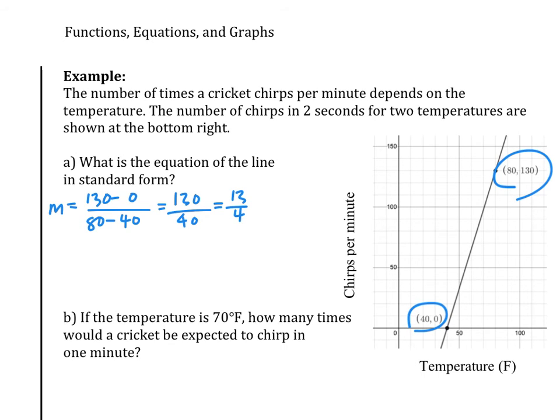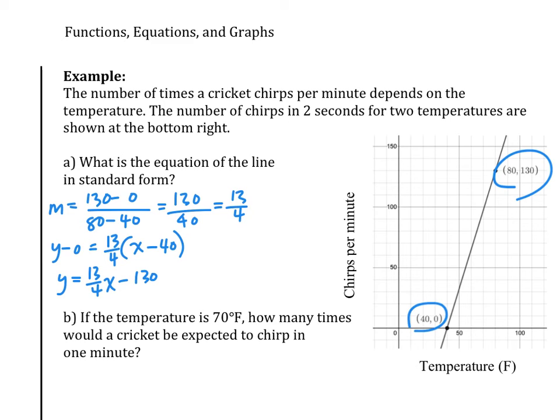Okay, so then y minus y1, I'm going to use the 40, 0 because it has a 0. It's easier to work with. 13 over 4 times x minus 40. So y equals 13 over 4x minus 130. Okay, that's because 4 and 40 cancels, you get a 10. 10 times 13 is 130. Okay, so this is the equation of the line in slope-intercept form. We need to get it into standard form.